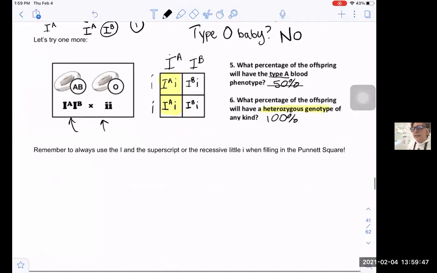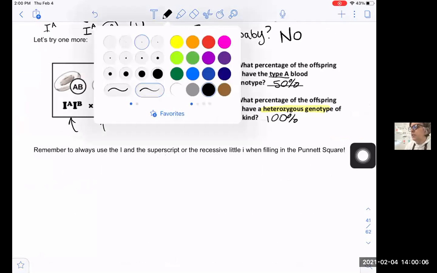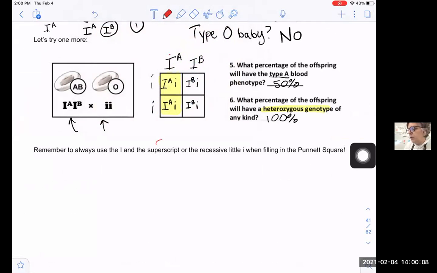All right, and that's it. That's it for blood type multiple alleles. So the big thing is you must remember to always use the uppercase I and the superscript or the recessive little i when you're filling in the Punnett square. Okay, so you have to include both. Otherwise, you're going to start thinking you don't know what's going on. This is my superscript. That's his cape. That's a superscript cape on there.